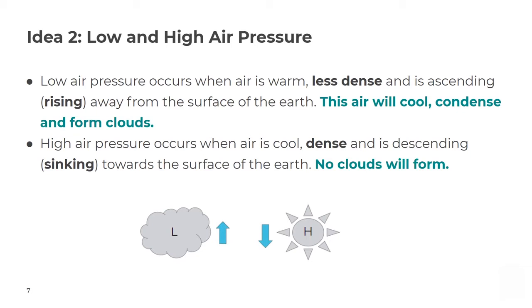there's low pressure. High pressure is the opposite, so air is sinking because it's colder, and therefore it sinks towards the surface of the Earth, and no clouds can form because there's no opportunity for that air to cool and condense and form a cloud. So I always remember the difference between low and high pressure as being high pressure is happy weather when it's sunny and you've got clear skies.